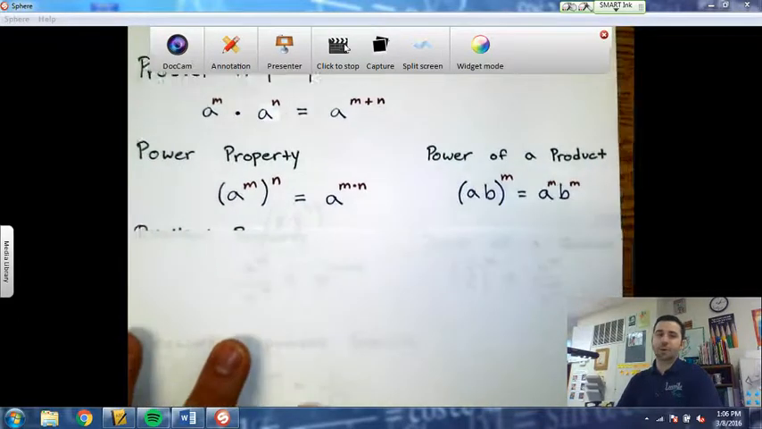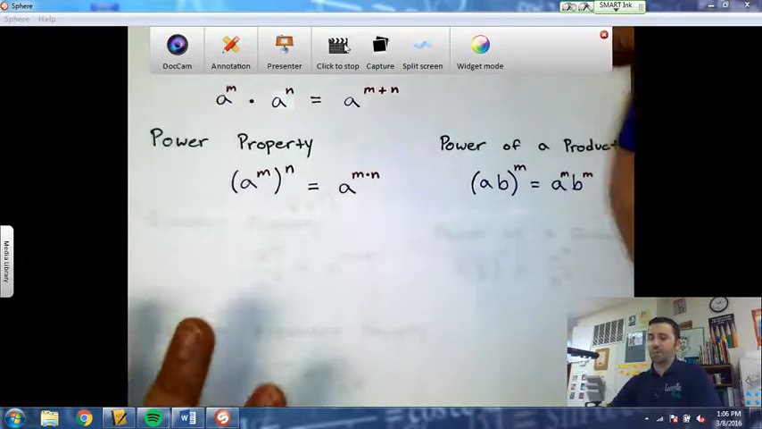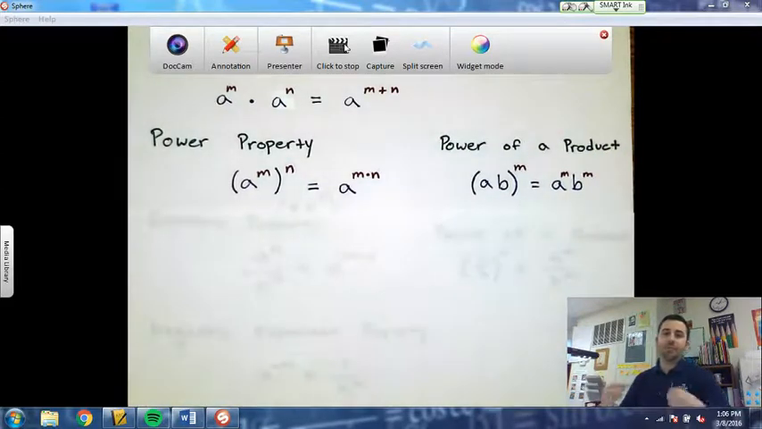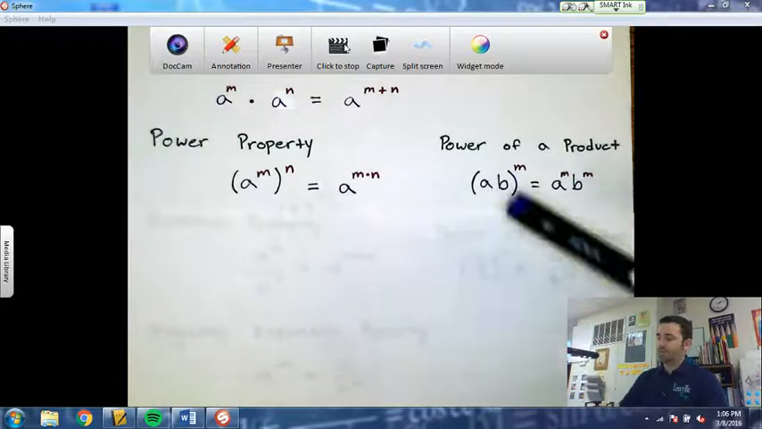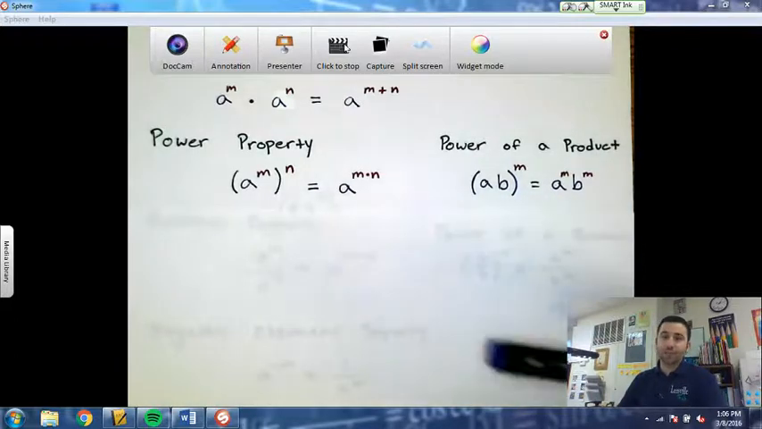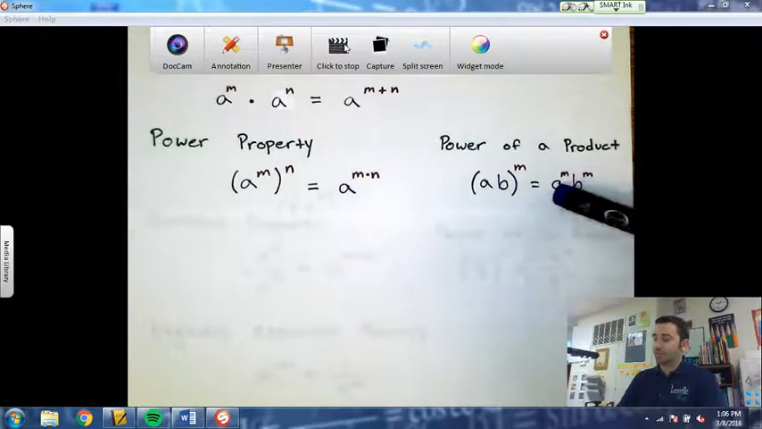The other two properties we're going to look at are the power property and the power of a product property. The power property tells us that if I raise an exponent to an exponent, that's equivalent to multiplying those exponents together, as you see here. The power of a product property shows us that if I have a product of two numbers, a and b, raised to some exponent, that exponent gets applied to both a and b. So for instance, a times b raised to m is equivalent to a raised to m times b raised to m.